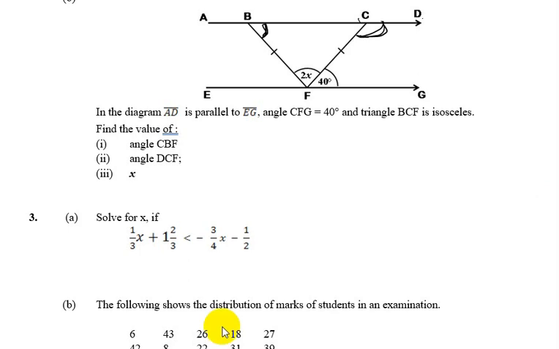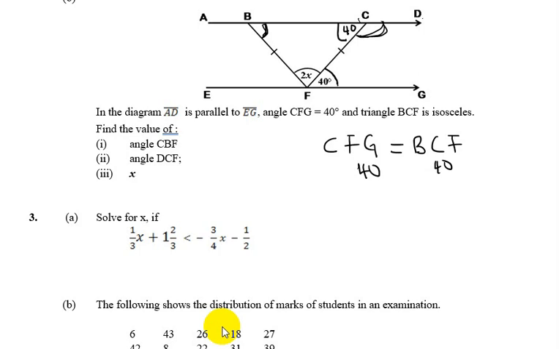Now, the angle 40 here, right? That angle is called angle CFG. It is alternating with angle BCF. And alternating angles are the same. So this side is 40, meaning this side will also be 40. So this angle and this angle are the same, 40, 40, because they are alternating.